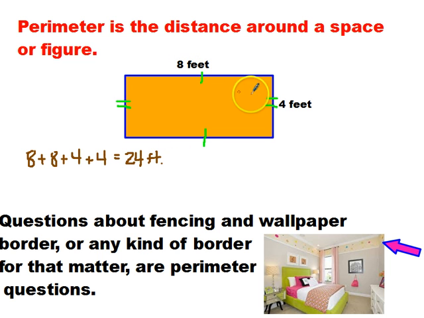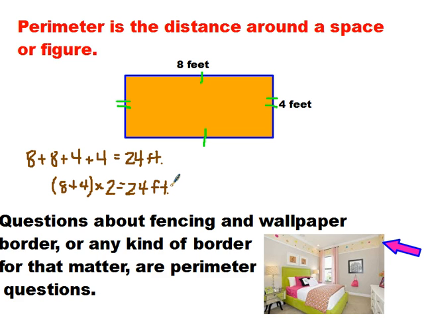Another way of doing it, and the formula that's reflected in your notebook, is to say 8 plus 4 and then double it. So another way to do it is to do 8 plus 4 is 12 times 2 still equals 24 feet. Okay, 2 ways of getting to the same place.